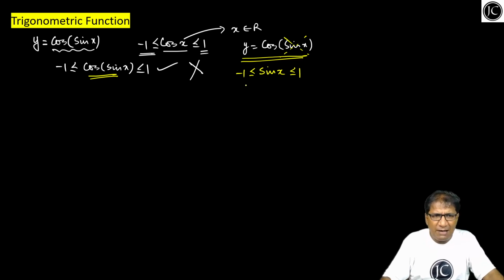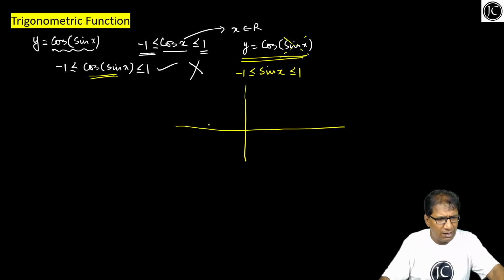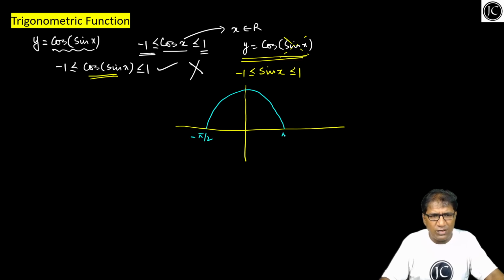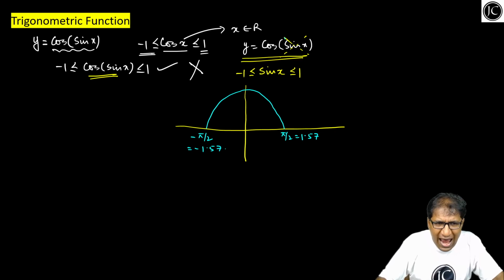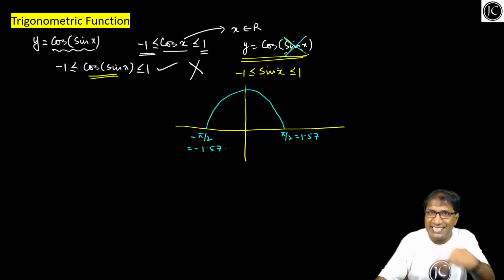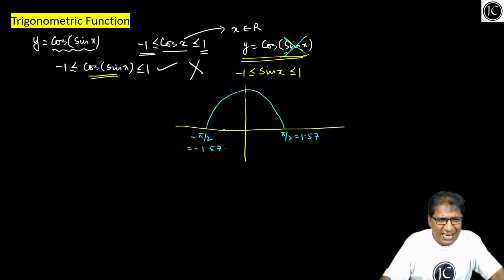So for that, let me just draw a graph of y equals cos x. It will look something like this, from -π/2 to π/2. What does π/2 mean? It is almost equal to 1.57, so this is also -1.57. Now the angle here is sin x, and it lies between -1 and 1. Where will -1 be? Somewhere here. And where will 1 be? Somewhere here, right?